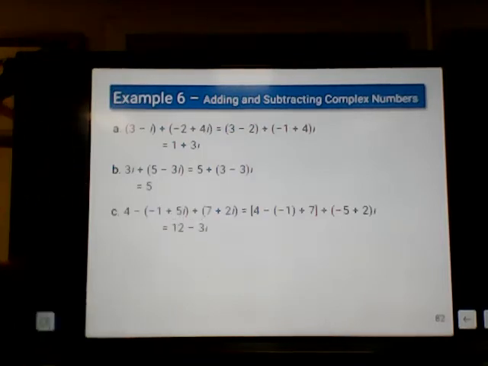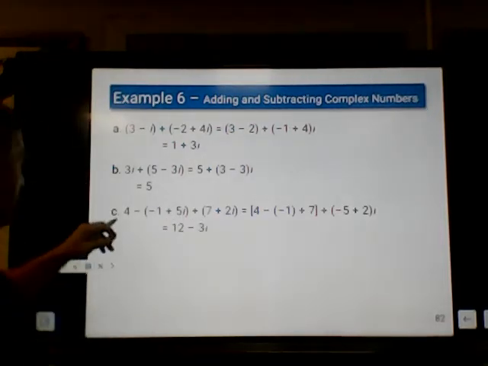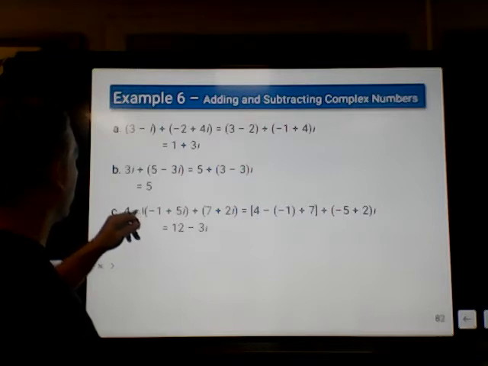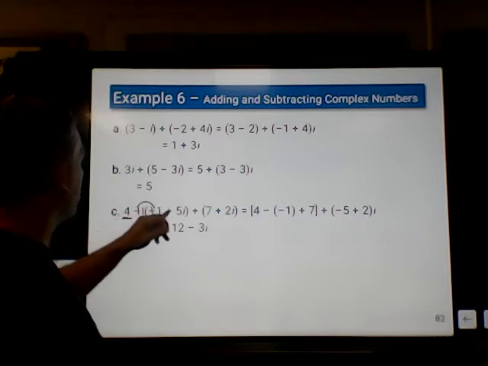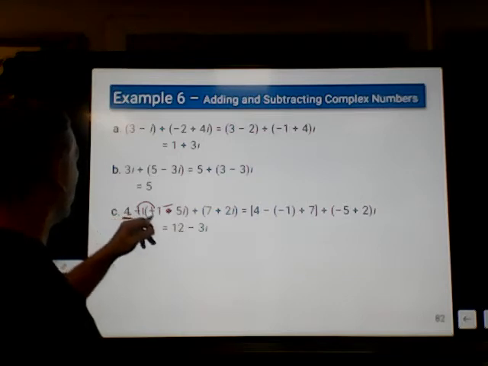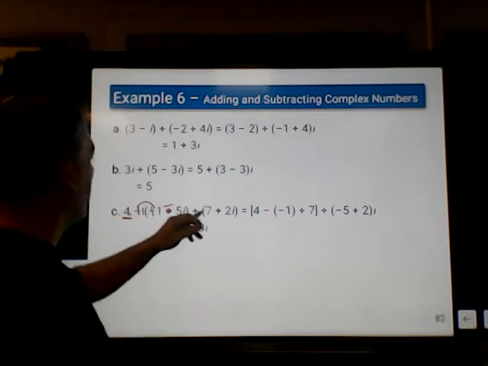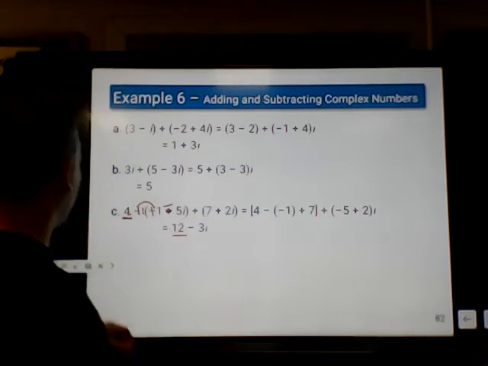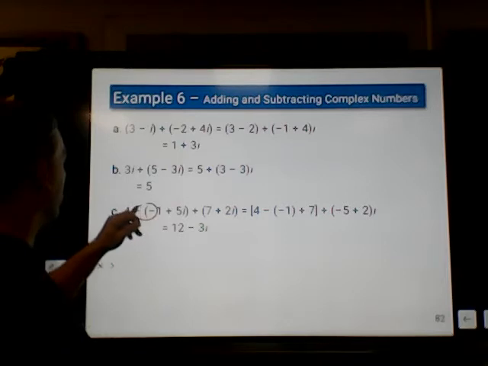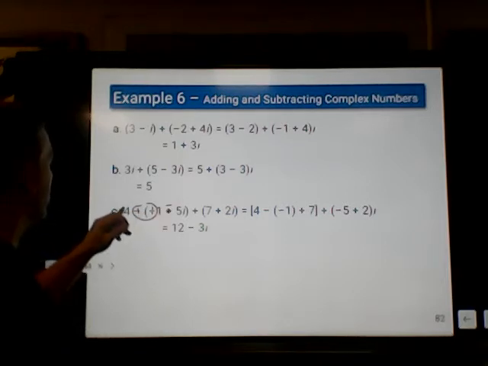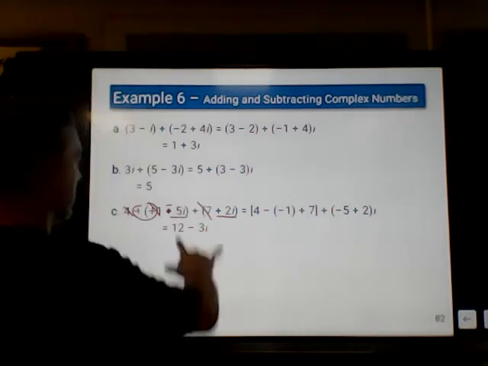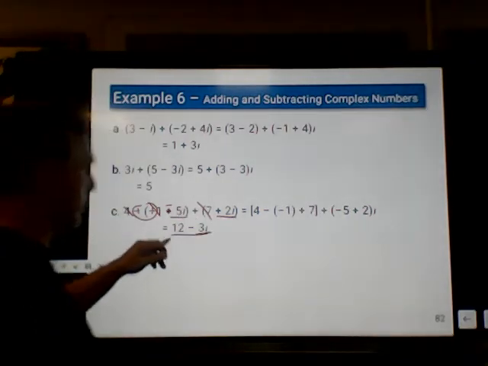If you have something more complex, let's see here. We have 4 minus, now this is subtracting a negative, so we know we're going to distribute a negative 1. So it becomes plus, plus, and this becomes a minus sign. So 4 plus 1 plus 7. 4 plus 1 is 5, plus 7 is where we get 12 from. That's the real part. Remember, two negatives make a positive. The imaginary part will be negative 5 and positive 2. Since the signs are different, it equals negative 3i. So 12 minus 3i.